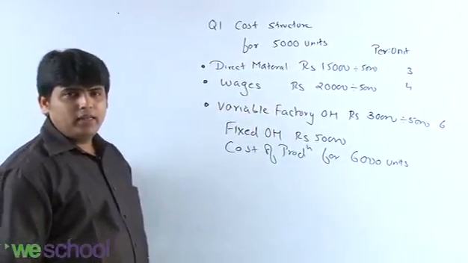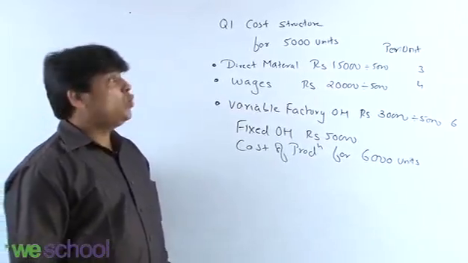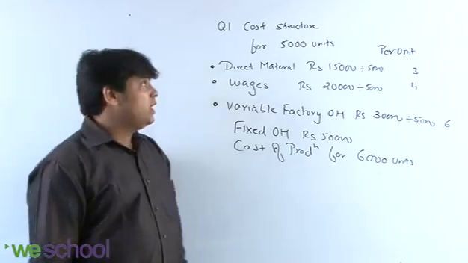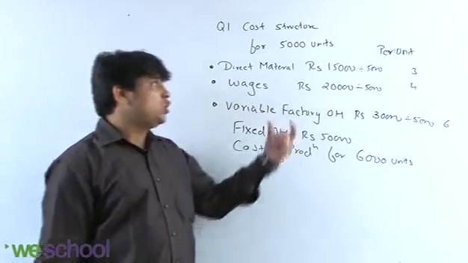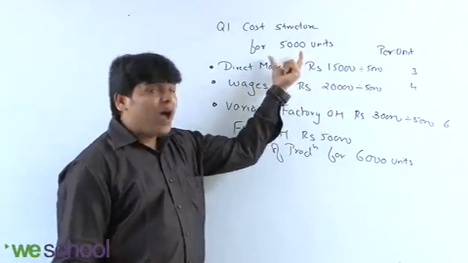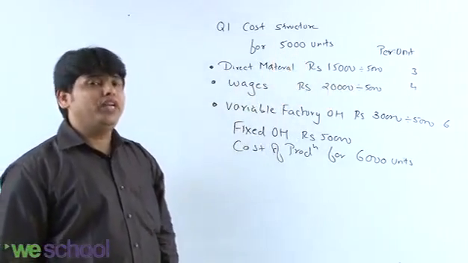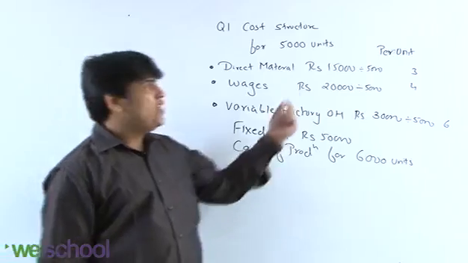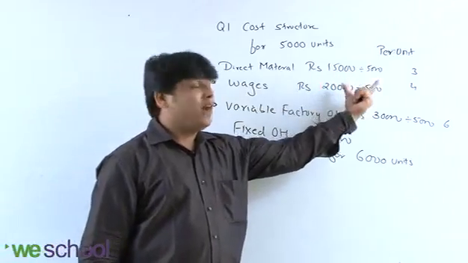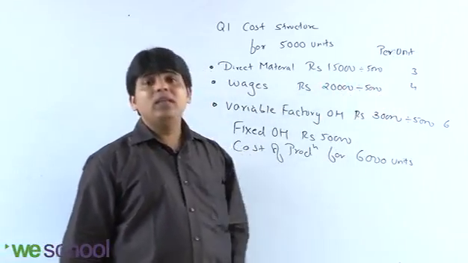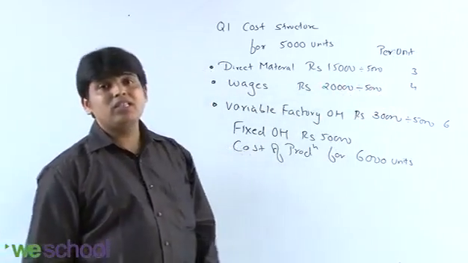You got the point? Now you'll ask me, sir, how do you come to know that it is 3 rupees, 4 rupees? My dear, if this is the total variable expense for 5,000 units, I am supposed to find per unit cost. Per unit cost means 15,000 divided by 5,000, 30,000 divided by 5,000. That will give you 3 rupees, 4 rupees, 6 rupees.